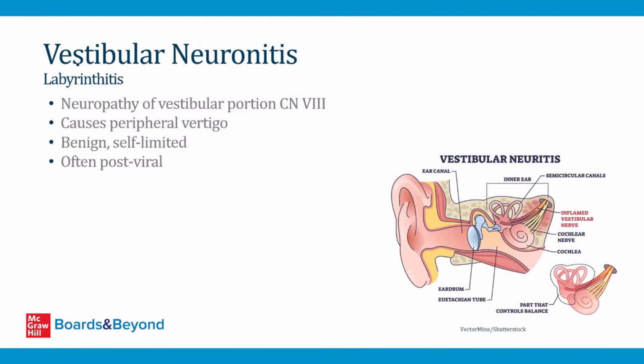Another cause of peripheral vertigo that you should be familiar with is vestibular neuronitis, also known as labyrinthitis. This refers to a neuropathy of the vestibular portion of cranial nerve 8, the vestibular nerve. When this happens, the patient will develop clinical features of peripheral vertigo, like we talked about before. This is usually a benign, self-limited condition that requires no special treatment. It's often post-viral, so a patient who had an upper respiratory infection, the URI will resolve, but afterwards they will have some vertigo from vestibular neuronitis.